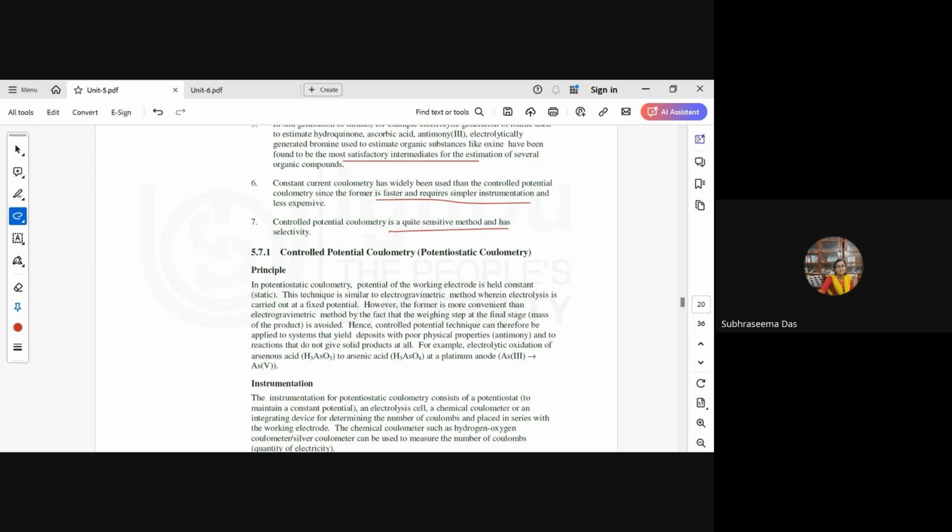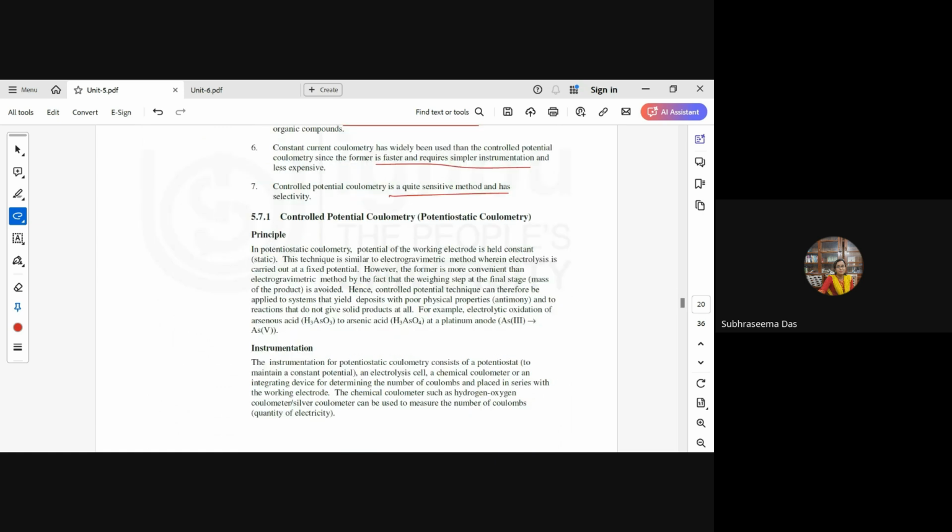Now, coming to potentiostatic coulometry, the principle states that the potential of the working electrode is held constant. It is not zero, but it is held constant.